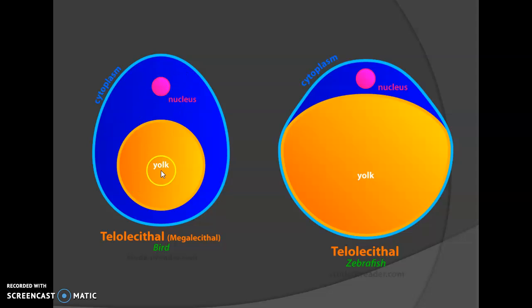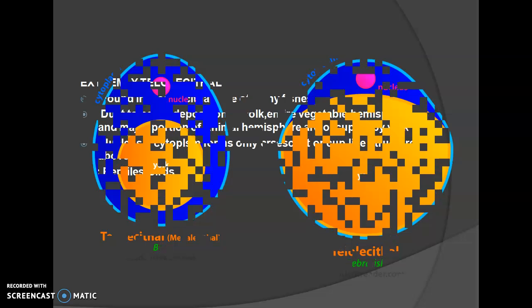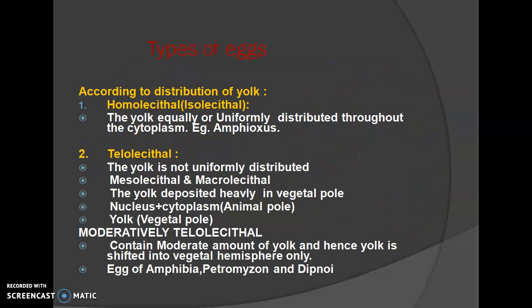So here you can see that this is a kind of telolecithal type of egg. Here the yolk is concentrated in one area, and the distribution is somewhat different. I told you that in the telolecithal type of egg, the yolk is concentrated in a particular area, not uniformly throughout the cytoplasm. So within this animal pole, the nucleus as well as cytoplasm are seen, and within the vegetal pole, or the blunt end, you can see the yolk.